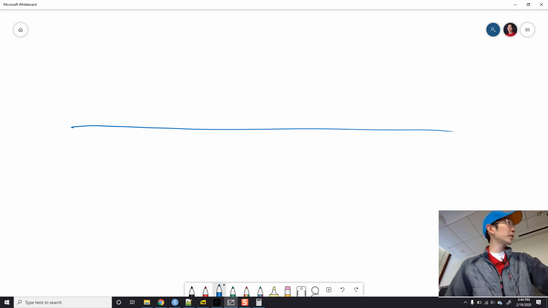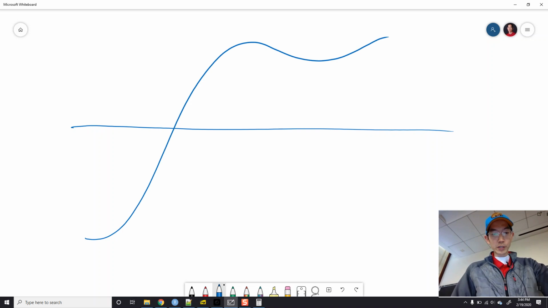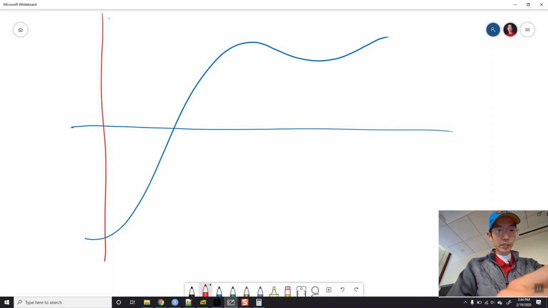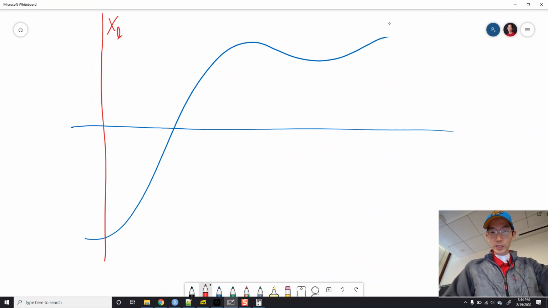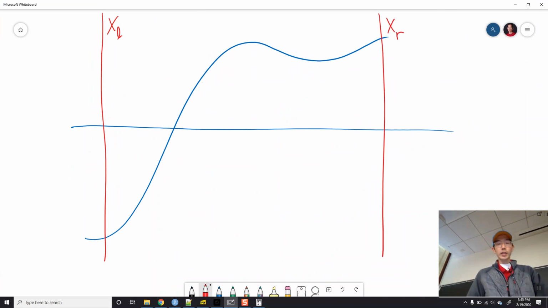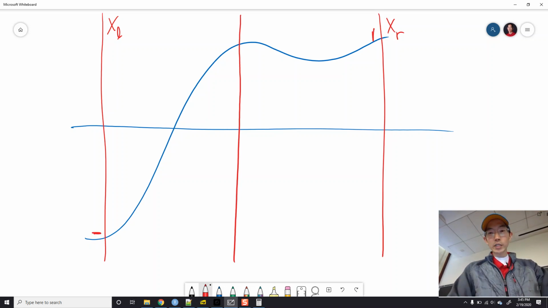okay, so here's our x-axis, and we've got some function like this. You draw an arbitrary left bound. Okay, so we'll call this x on the left. And then we've got x on the right. Okay, and then you calculate the midpoint. All right. And so x on the left is negative, x on the right is positive, and then you say, okay, at the midpoint, what is this value? Well, this value is positive.